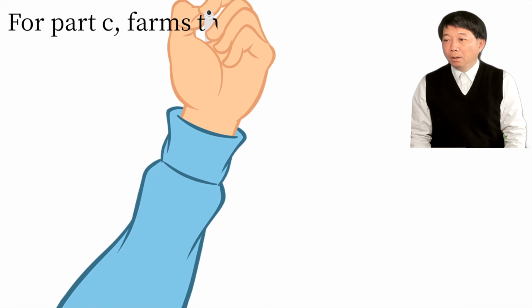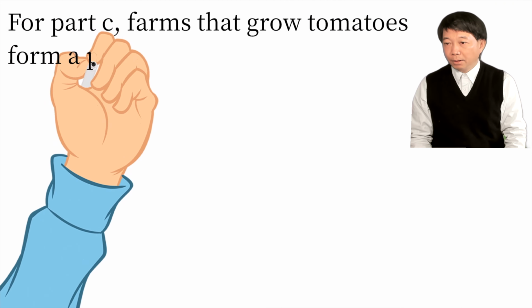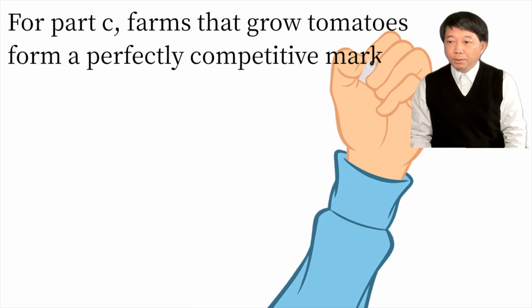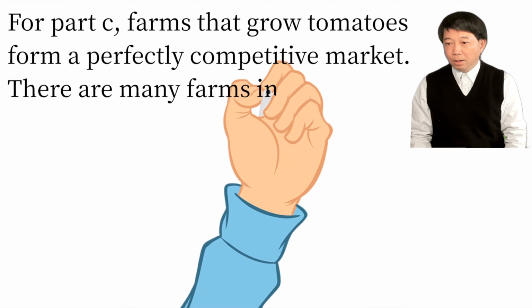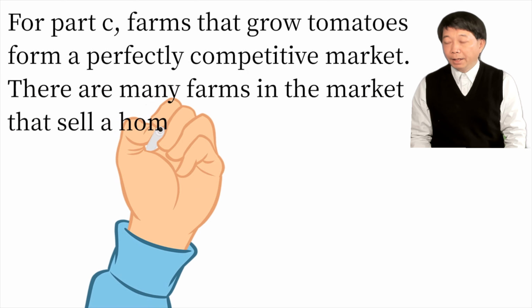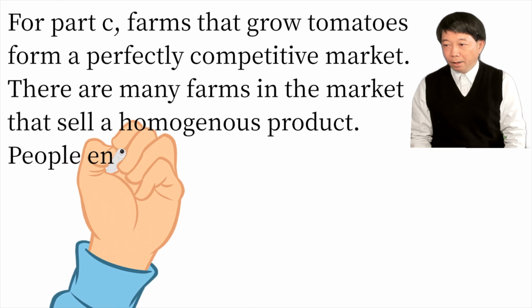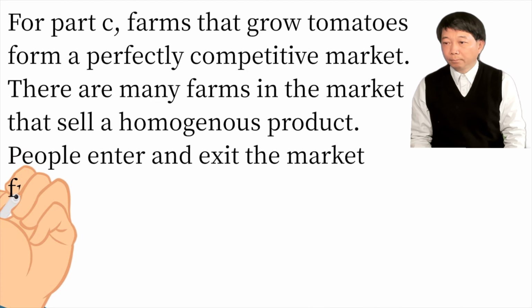For Part C, farms that grow tomatoes form a perfectly competitive market. There are many farmers in the market that sells a homogeneous product. People enter and exit the market freely. They cannot influence the market price and are the price takers. They face a horizontal demand curve.